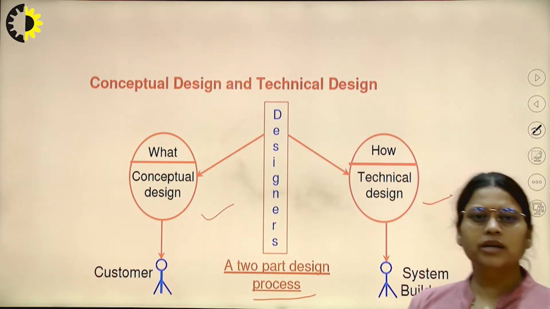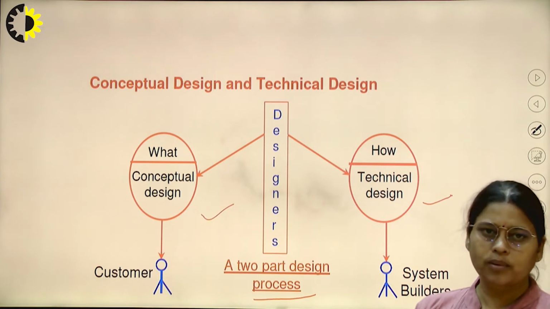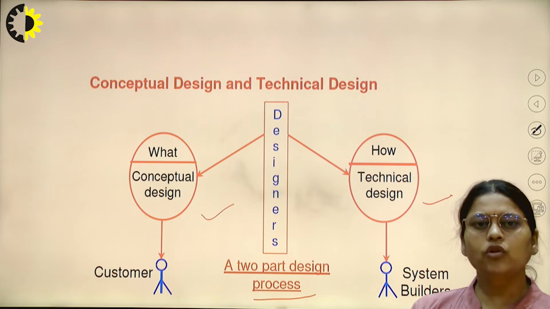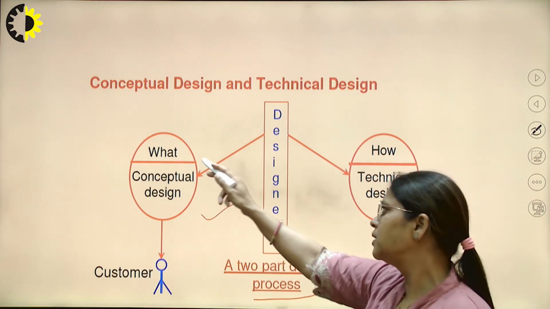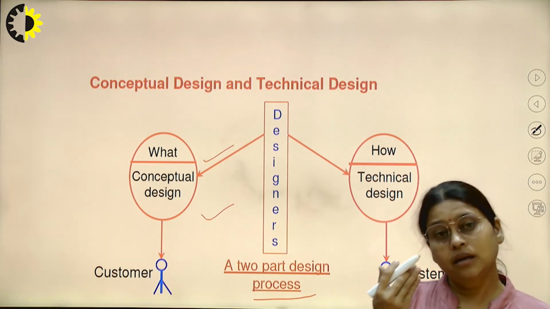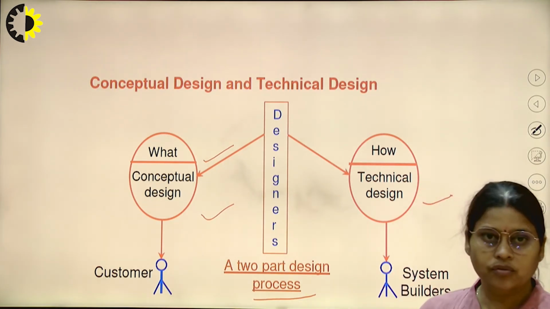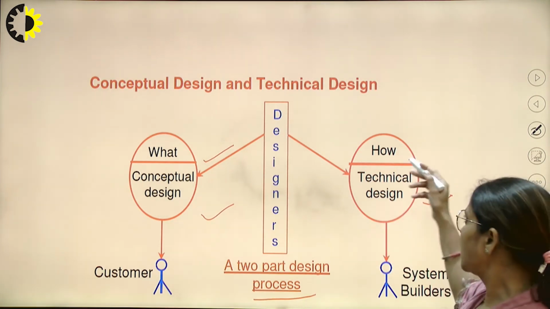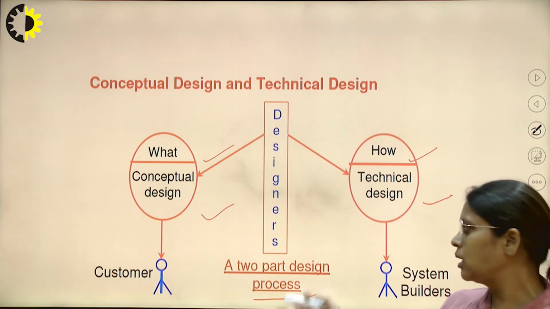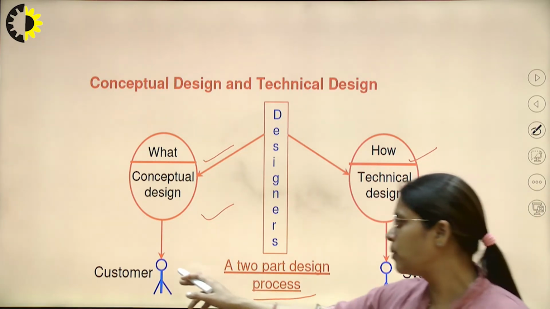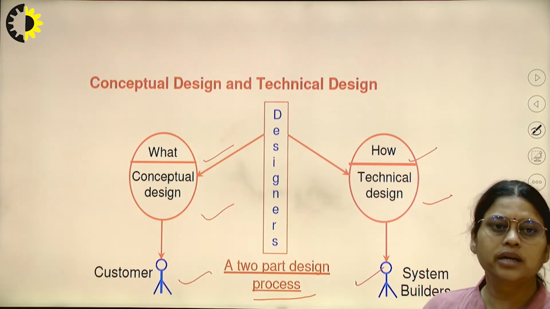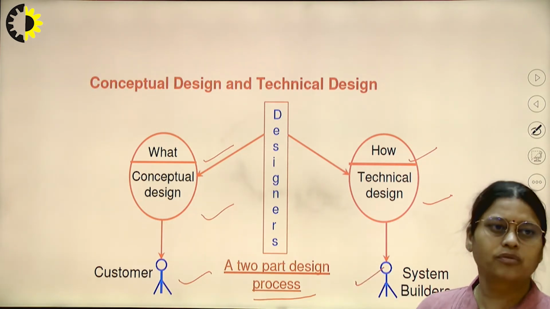Conceptual design, we can say it is a top level design, or it shows the overview of the software, or we can say it defines what the software will do. And the technical design defines the inner working of the software, and it defines how the software may be implemented. So the conceptual design is to be prepared for the customer, and the technical design is to be prepared for the developer or the builder of the software.